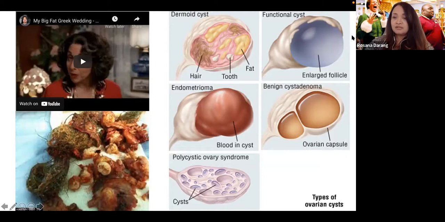Other types of benign growths from the ovary would be an endometrioma, again a cyst, a cystadenoma, and we have it here, polycystic ovarian syndrome. So polycystic, this is the one that's closely associated to our polycystic kidney disease. And of course, this is the one that is genetic.